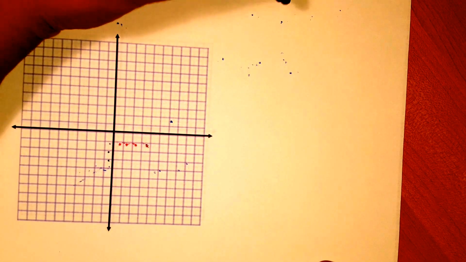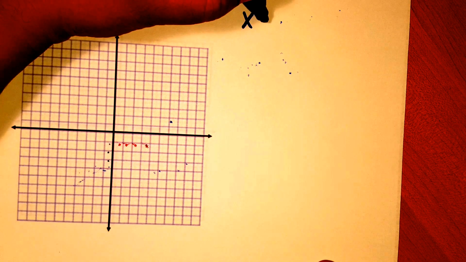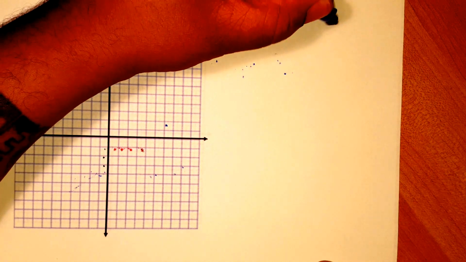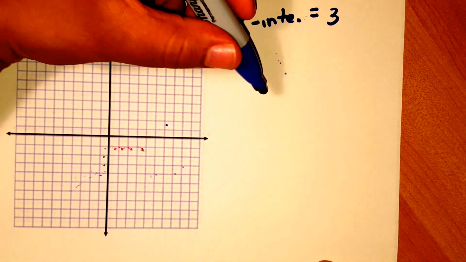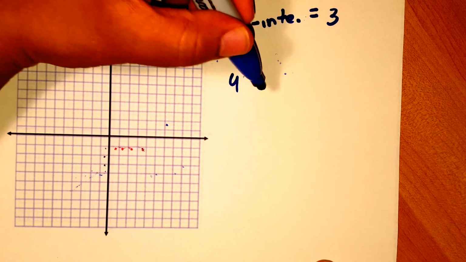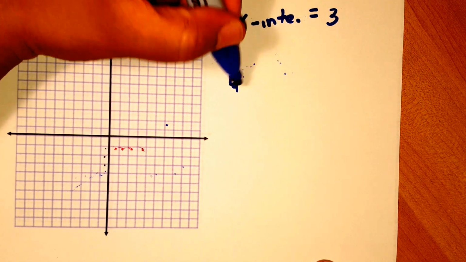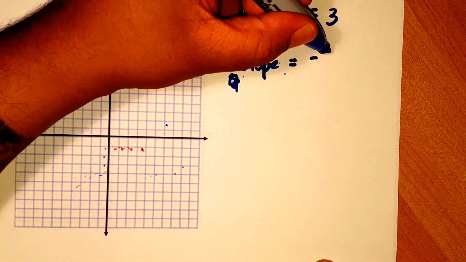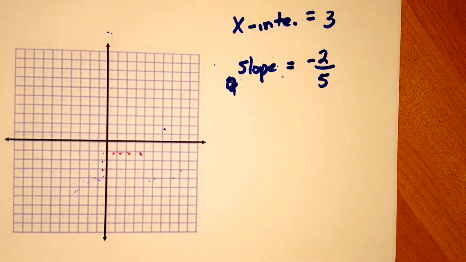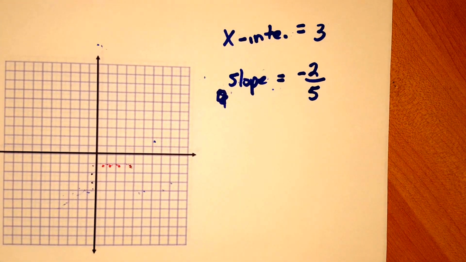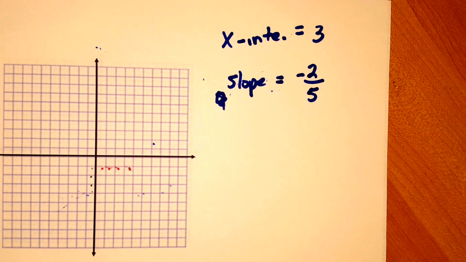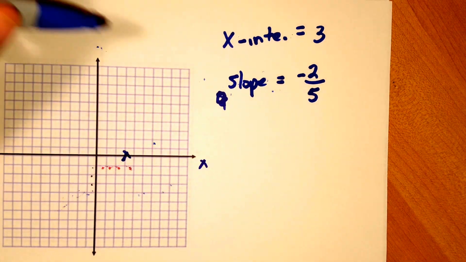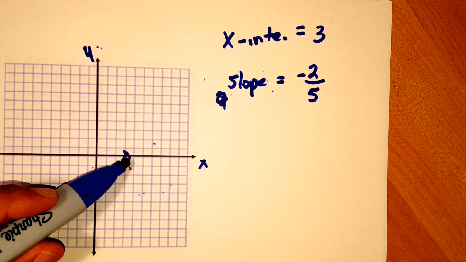Let's say we're given an x-intercept that's equal to 3. And a slope that's equal to -2/5. So based upon the amount of noise in the background, you can probably hear my family walking around. Please ignore them. 1, 2, 3. So my x-intercept, because this is my x-axis and my y-axis, where I cross the x-axis is at 3.